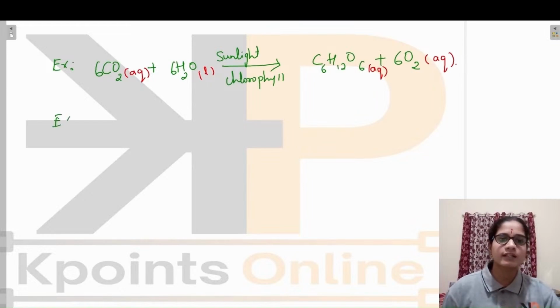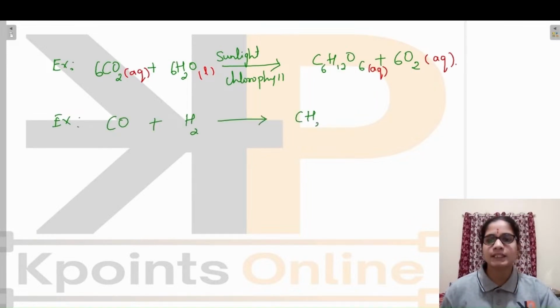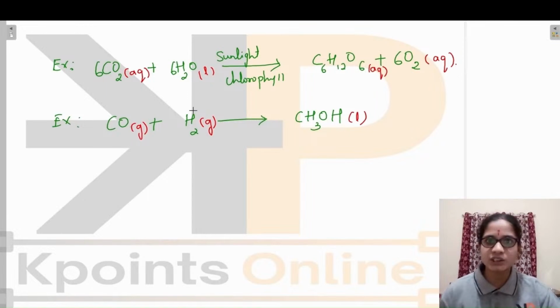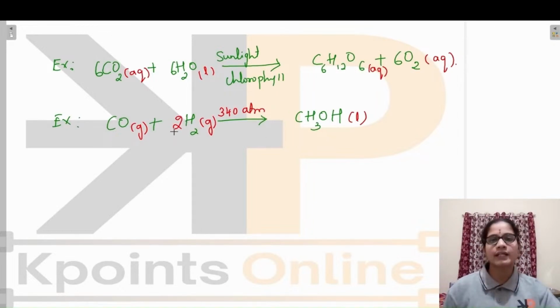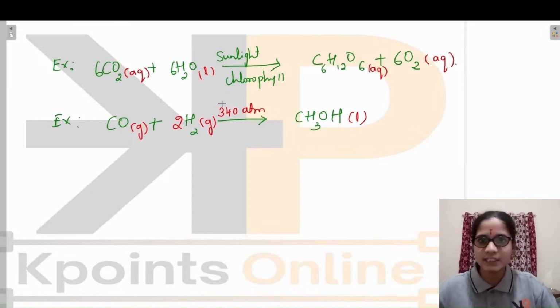We can also write another example: carbon monoxide plus hydrogen gives methanol. This is gas and this is also gas, this is liquid, and this reaction takes place at 340 atmospheric pressure. So this reaction is also a balanced chemical equation. To make the number of hydrogen atoms balanced, I need to write 2 here. So count the number of atoms on each side. Yes, all the atoms are balanced now. These are examples of balanced chemical equations.